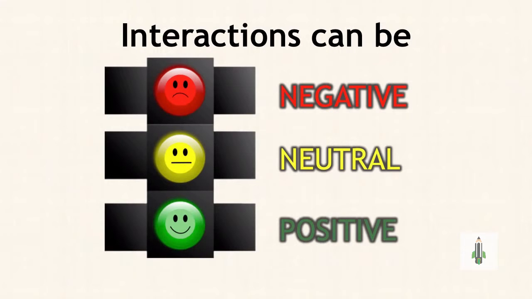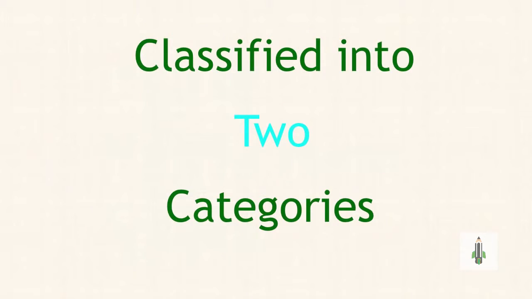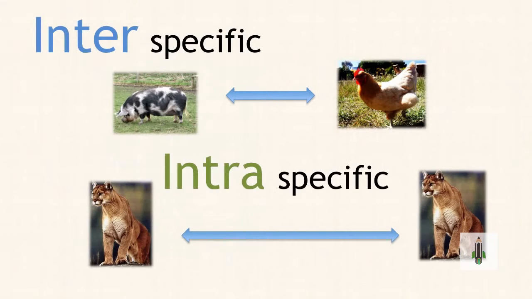Ecological interactions are classified into two categories, either inter or intraspecific. Intraspecific interactions are the effects that individuals of the same species have on one another.